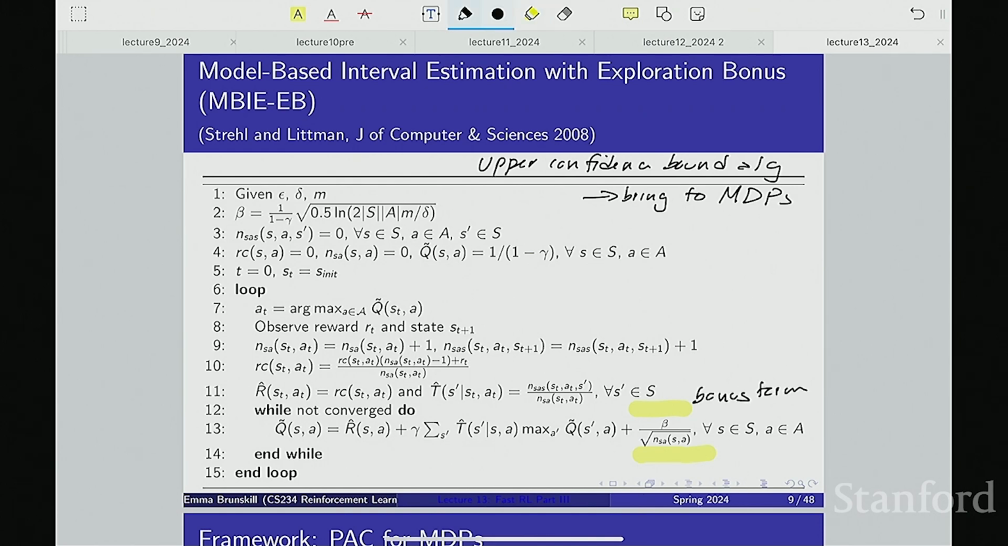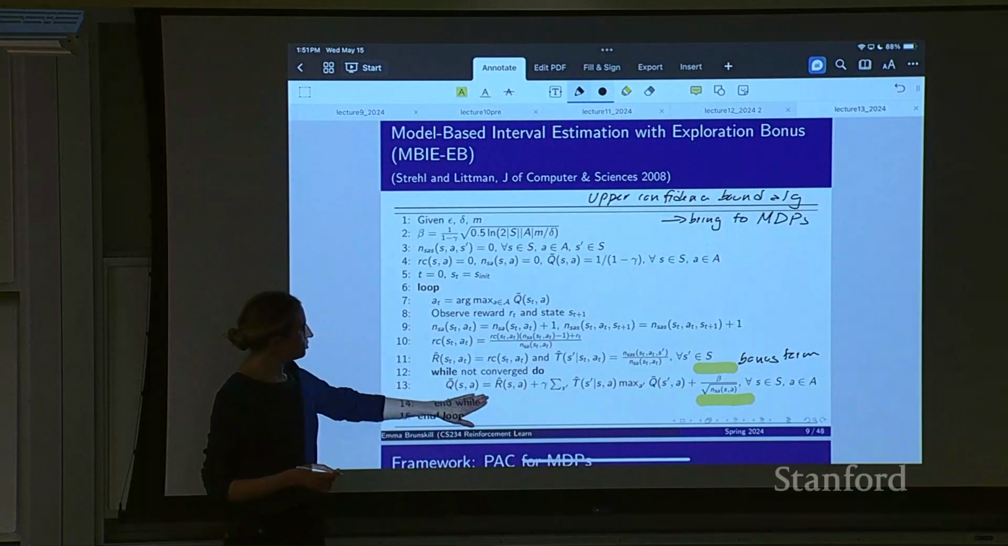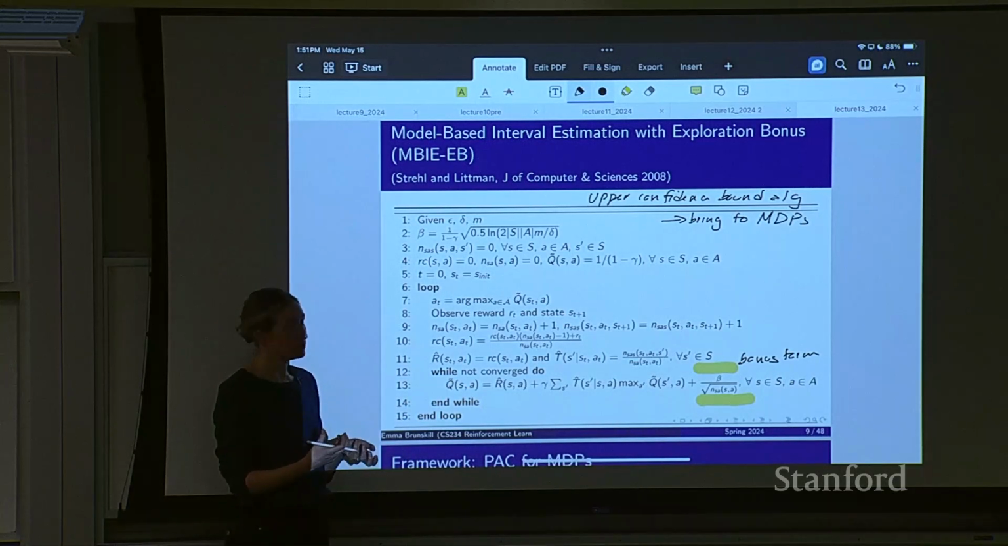Okay, and there's a few different ways to do kind of model-based interval estimation. I'm picking one here that just sort of uses a bonus term, but I'll talk about some other ones. There's a number of variants. So what this is saying is, when I do my Bellman backup of what is the expected discounted sum of rewards from starting state S and taking action A, this is going to try to approximate Q star.